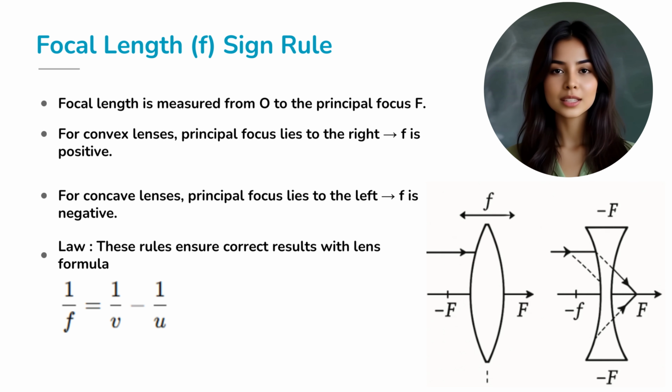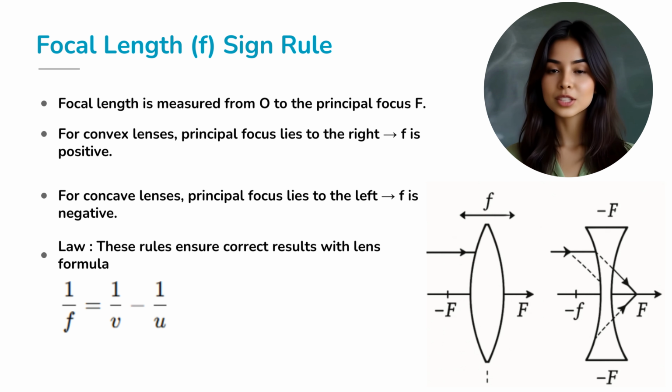For a convex lens, the focus lies to the right of O, that means the focal length f is positive. Like scoring a goal in the opponent's side, everyone cheers, it's a positive outcome. But for a concave lens, the principal focus lies to the left of O. So here, f is negative. It's like kicking the ball back into your own half, not really exciting, but hey, rules are rules.